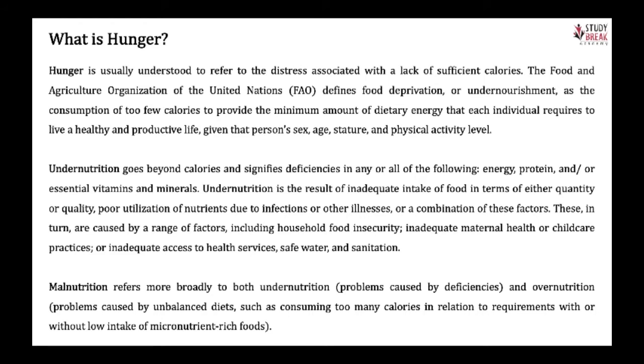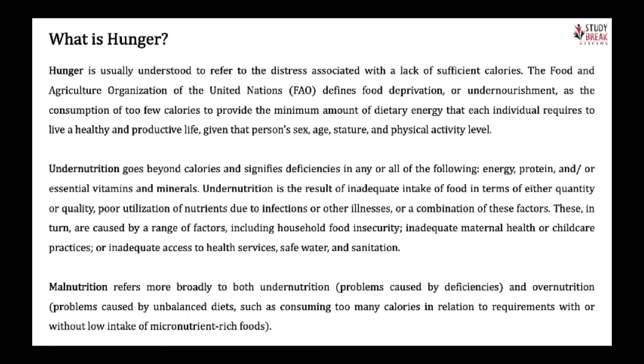There are two kinds of undernutrition: acute undernutrition and chronic undernutrition. Acute undernutrition is where a child suddenly stops the intake of food or calories or proteins. Acute undernutrition leads to wasting. Wasting is low weight compared to height.